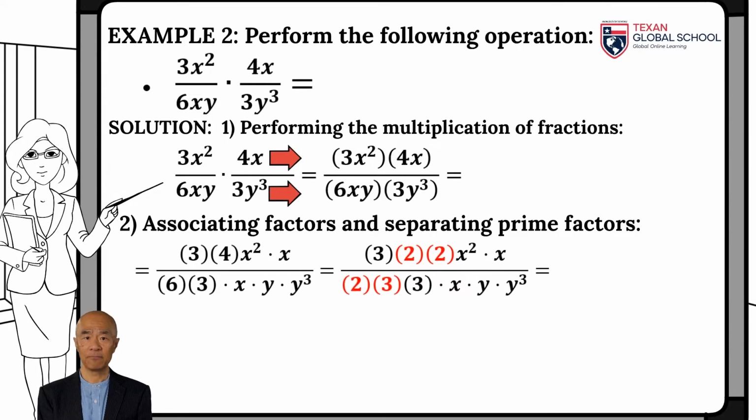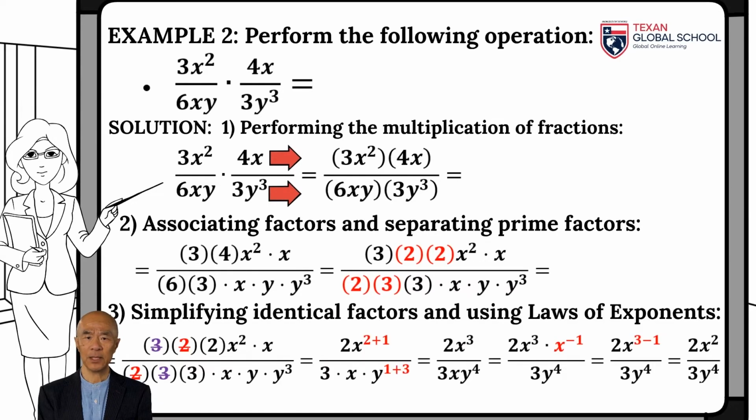The prime factors of 4 are 2 and 2. The prime factors of 6 are 2 and 3. Since we only have factors in the numerator and denominator, we can cancel identical factors. We then cancel 2 with 2 and 3 with 3. We use the laws of exponents to simplify the variables. Equal bases multiplying, the exponents can be added. Hence, factors with equal bases divided, the exponents are subtracted, resulting in 2x squared over 3y to the fourth.